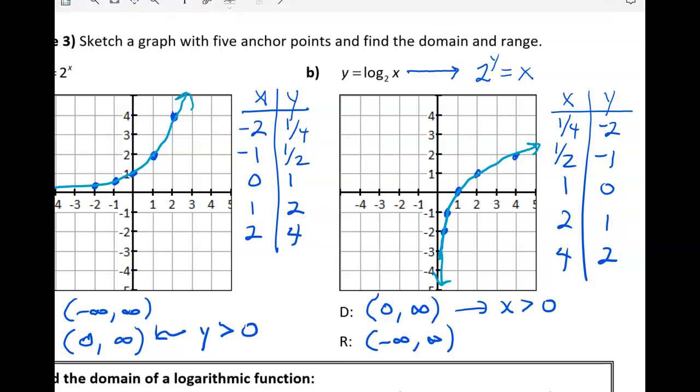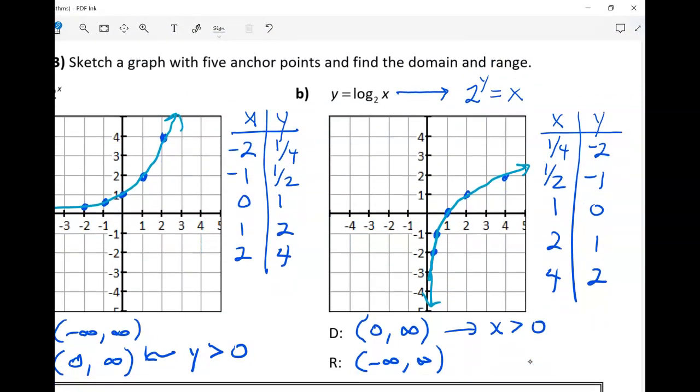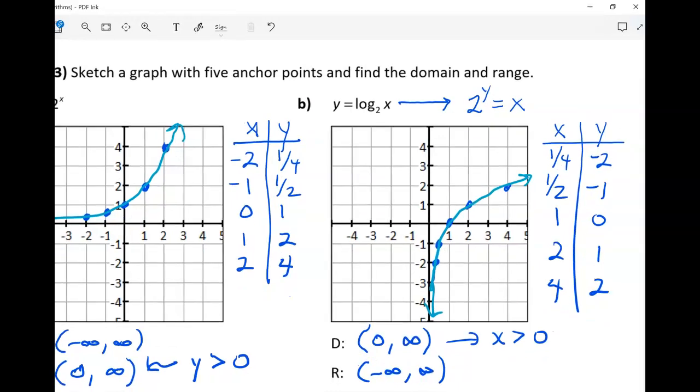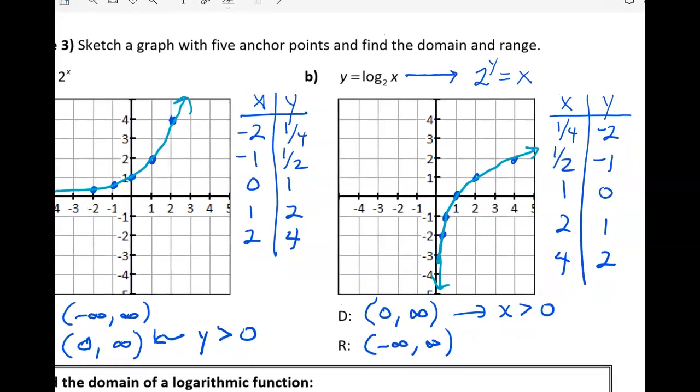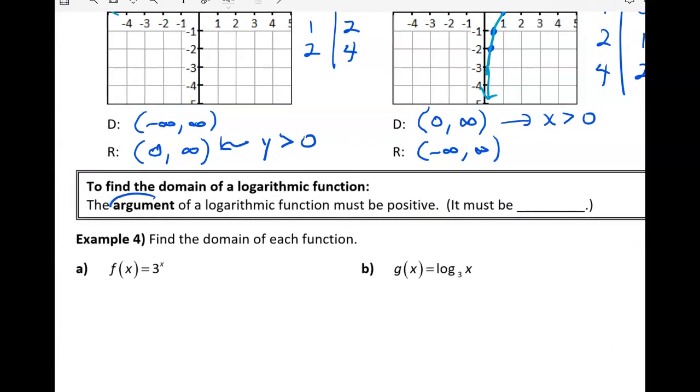So this brings us to an important observation. The domain of a logarithmic function is such that the argument, which is a fancy name for the thing that we are taking the logarithm of, must be a positive number, or translation, must be greater than 0.